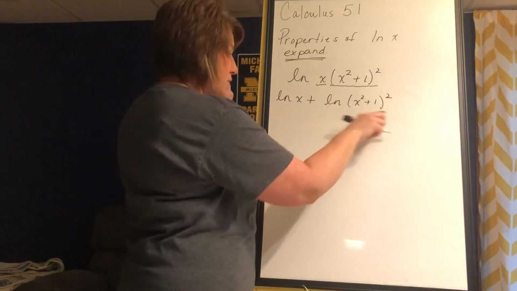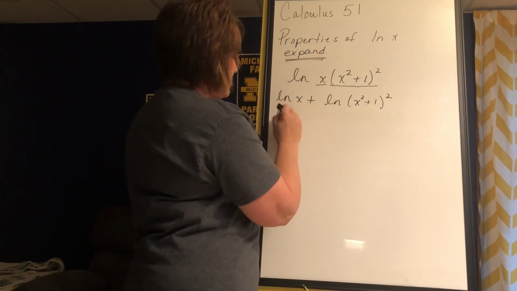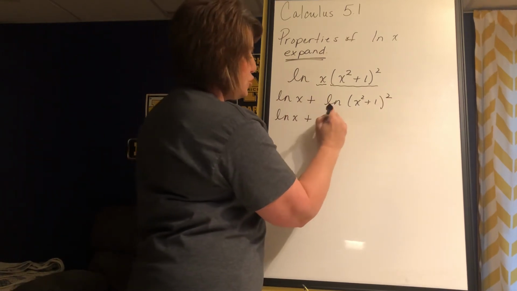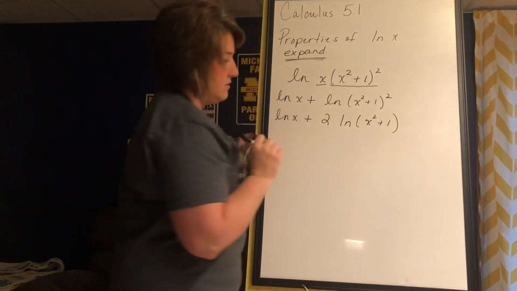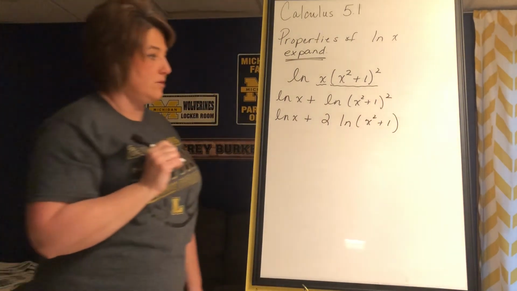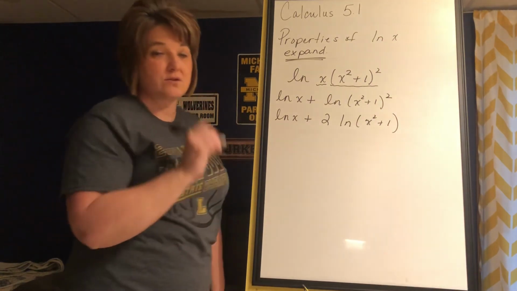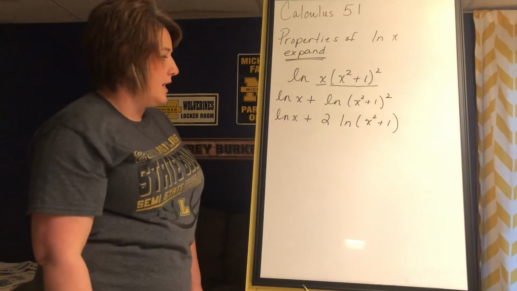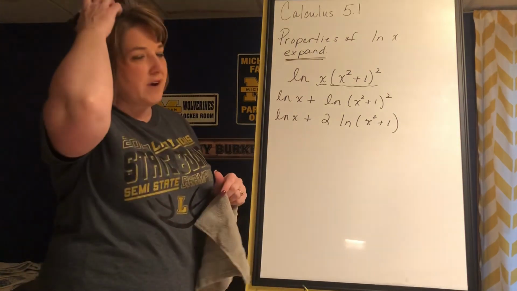But over here, we can do a little more. We can just bring the 2 out front. So this will be ln of x plus 2 ln of x squared plus 1. And that's all we can do. This was taken from one of the problems that we did a few weeks ago. So this will help you get into finding the derivatives.